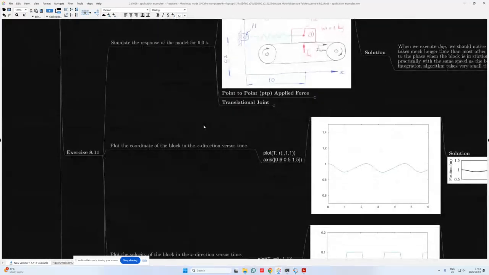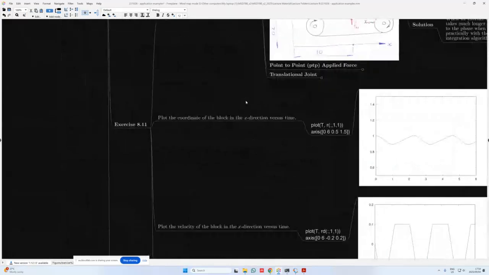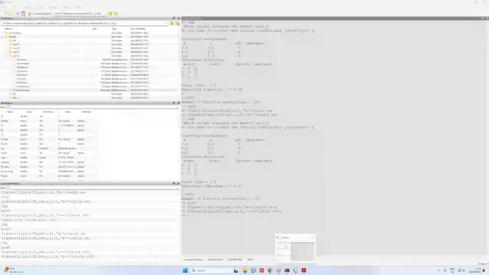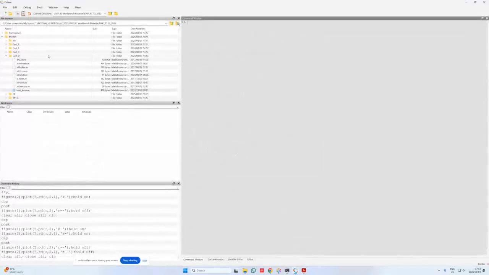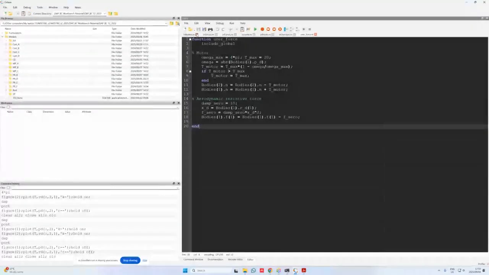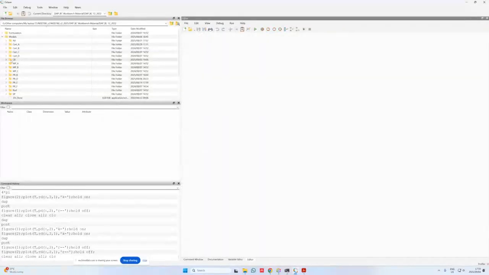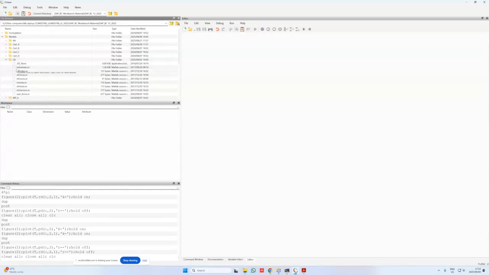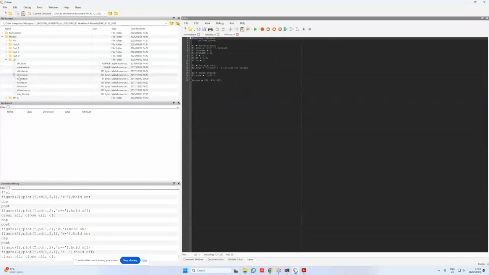Okay, so now with the joints and the point-to-point forces defined, we can go and plot the coordinate of the block in the x direction versus time. Before we do that, let's first run through the actual input files. So I'm just going to clear my workspace over here. I also have to close all of the input scripts that I have for CAR-T, and then I'm going to open CB, which indicates that I'm working with a conveyor belt, and I can open all of its input files as well.